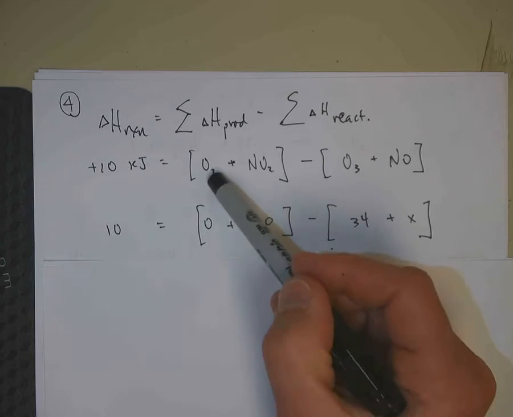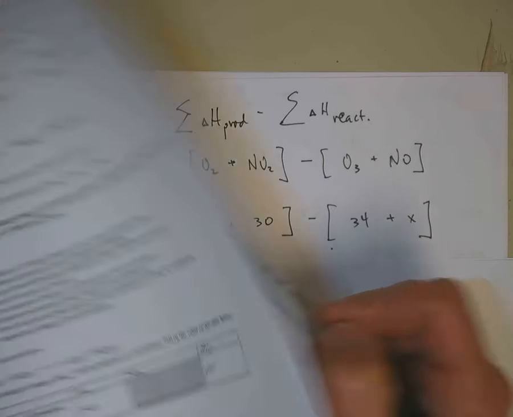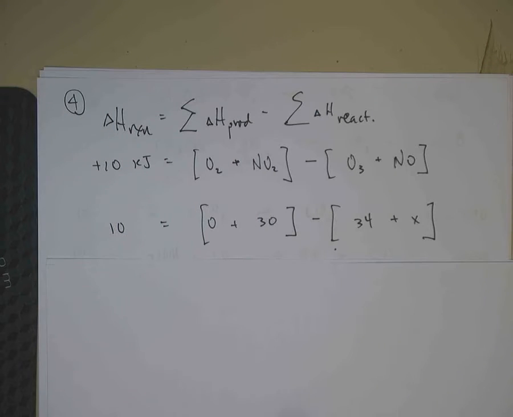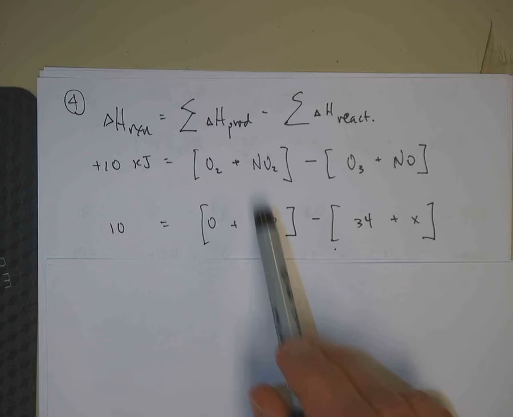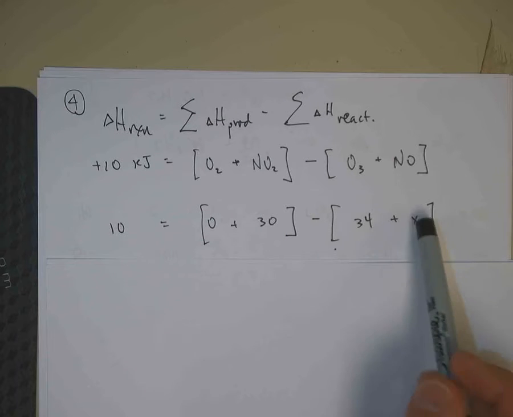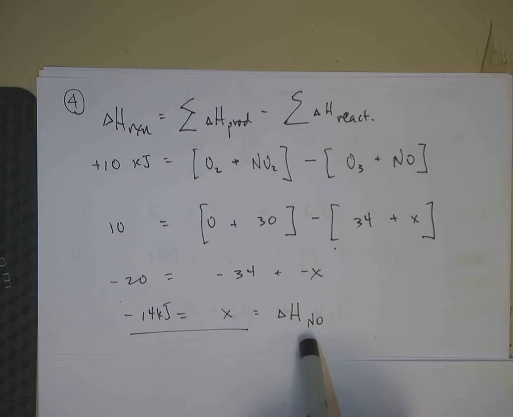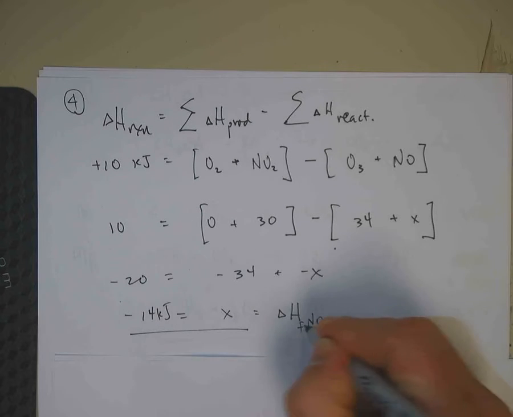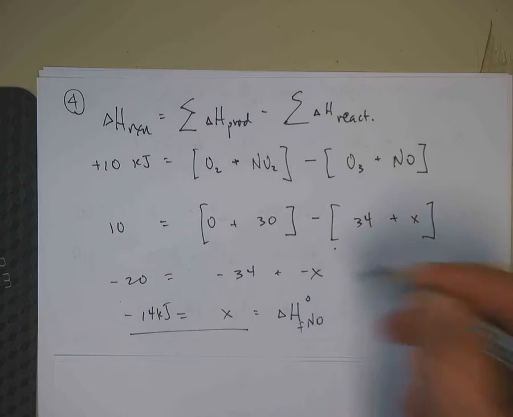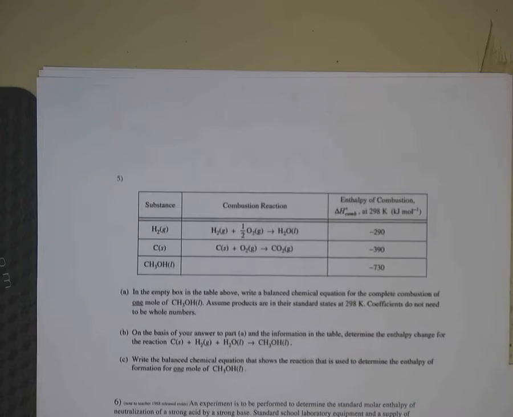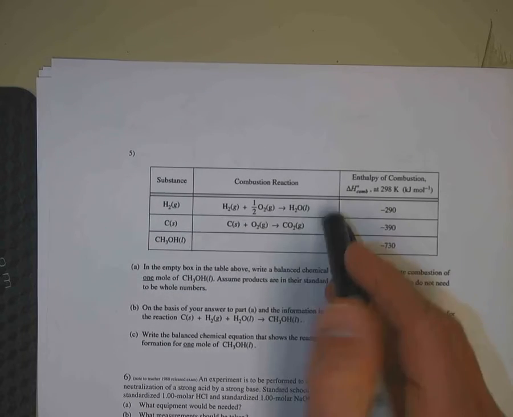Oxygen, of course, is in its elemental state, so it has an enthalpy of 0. That's why it's not given in the table right here, because you should know that. And then 30 for NO2, 34 for O3, and this becomes X. Solving for X, you end up with negative 14 kilojoules for the enthalpy of formation of NO. Technically, there'd be a little f down here and a little circle up here, meaning that it's the enthalpy of formation at standard conditions.